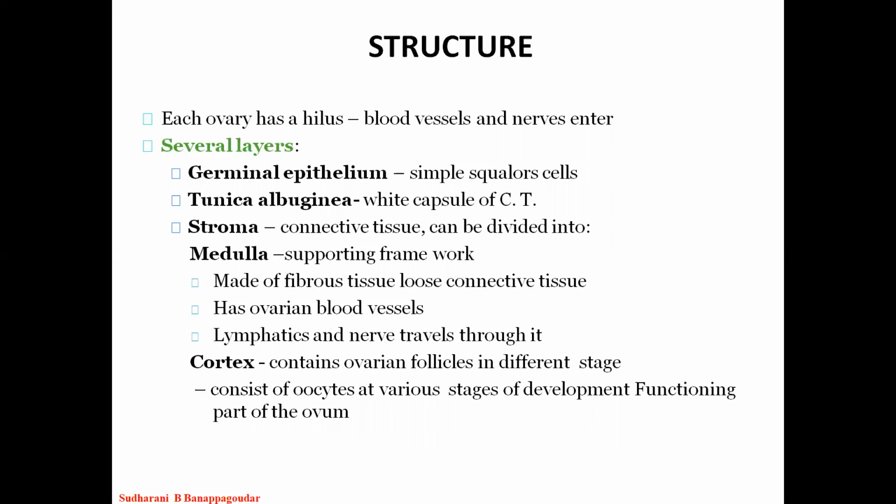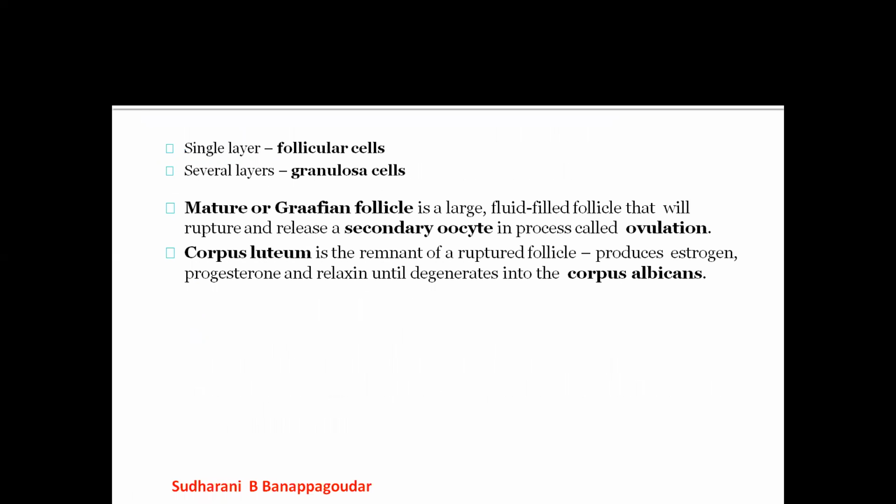Here they contain the oocytes of various developmental stages. They are the functioning part of the ovary. There are also a single layer of follicular cells and several layers of cells, and the several layers of cells are known as the granulosa cells. I already discussed that once the follicle is mature, the Graafian follicle is large in size and filled with fluid. Once that Graafian follicle ruptures, the secondary oocyte, or egg, is released, and that process is known as ovulation.